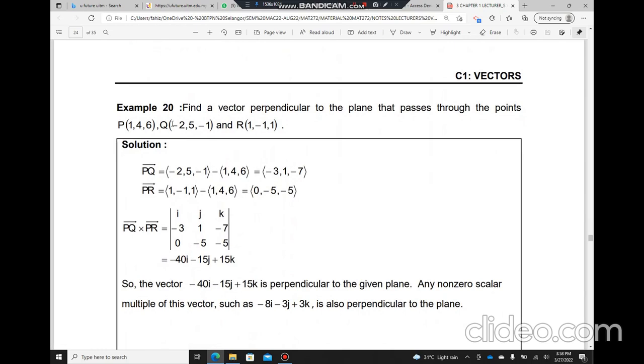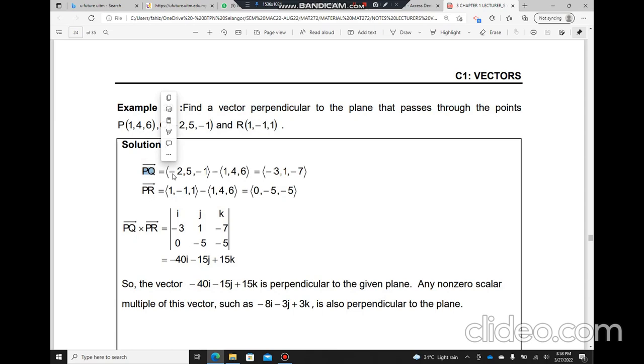Bentuk problem statement. Okay, find a vector perpendicular to the plane that passes through the point PQR. Okay, so kalau dia nak vector perpendicular to the plane that passes through the point, kita ada 3 point PQR. So cara dia sebab cross product dia kena 2 je kan, tapi kat sini kita ada 3 koordinat. So awak kena cari PQ dulu and then cari PR. So yang ni guna formula jarak vektor.